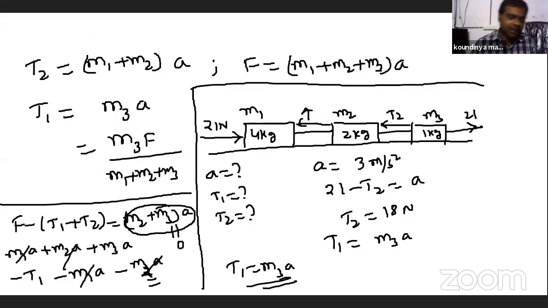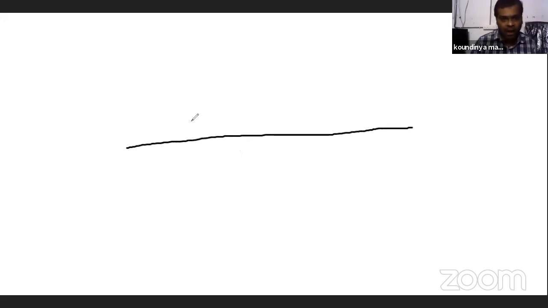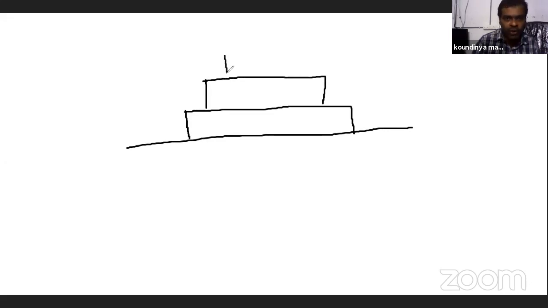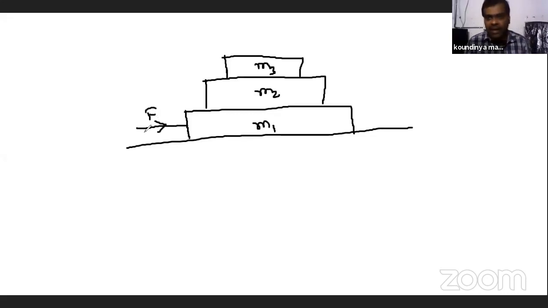Okay, that one is on the horizontal surface. Suppose let us consider I am having a horizontal surface and here I am having the objects. You can see in real life, we place books on the floor. Suppose this is M1, this is M2 and this is M3. If I am applying a force F here, for which object will weight be more and for which object will normal force be more? Can anyone tell?